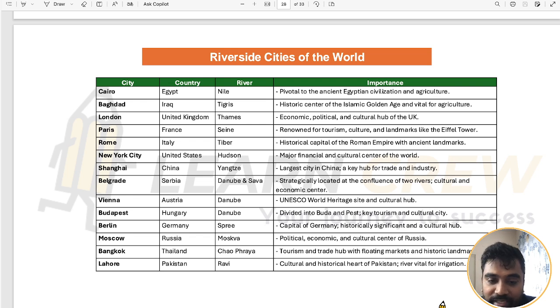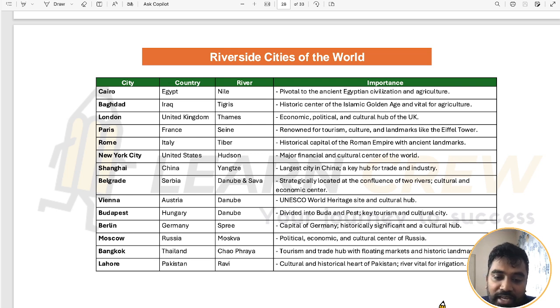Next we come to our neighbor China, the Yangtze River, which is located on the banks of the city of Shanghai, one of the busiest ports in the world and a key industrial hub. Since we know China is a major exporter of electronic and other goods, this is one of the busiest ports in the world.